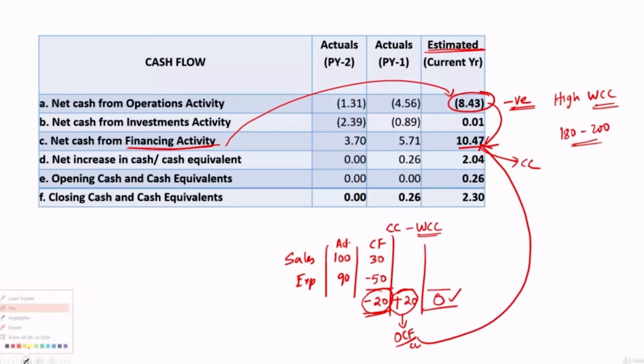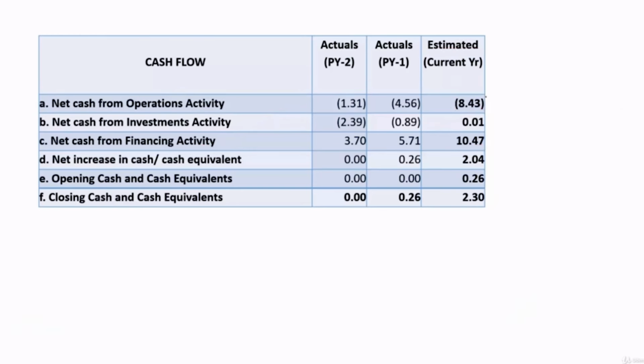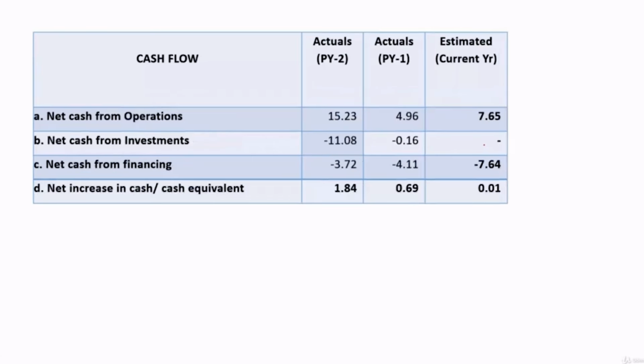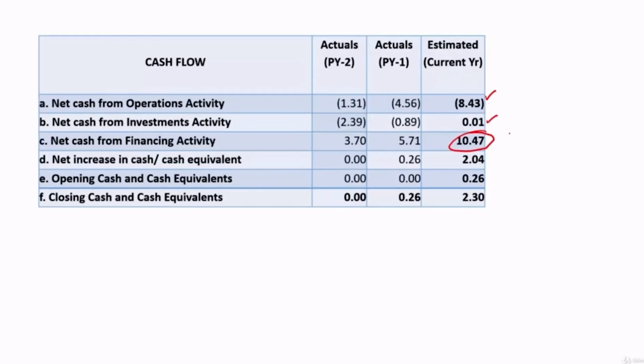Let's continue. Here they are estimating this, but it can be accepted only for the discussed reasons, and there is some small estimated investment in investment activity, that is fine. This 10.47 crore has to be analyzed, because they are estimating almost double the level of the previous year's financing activity. So what are the sources?